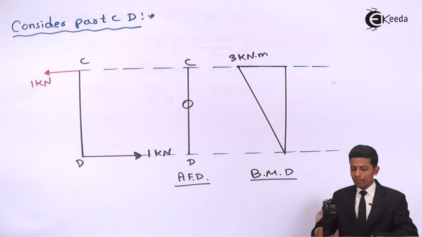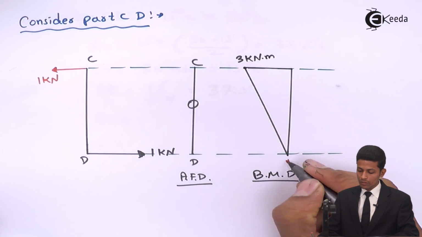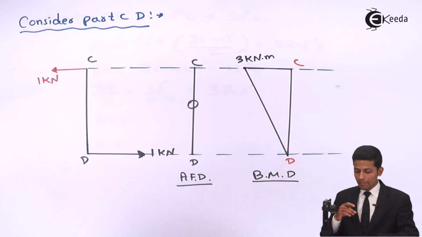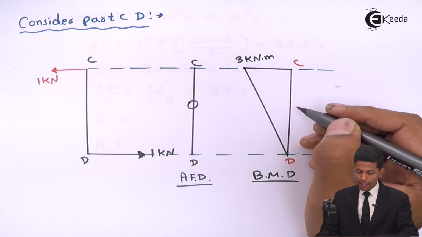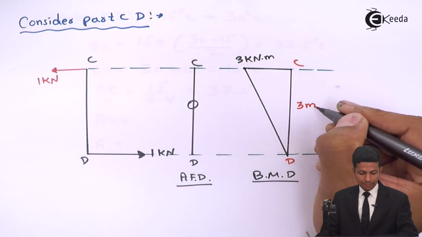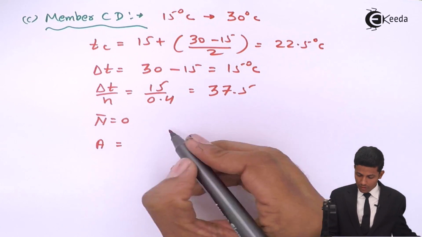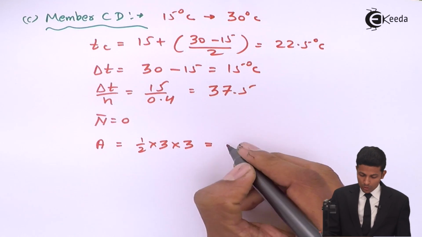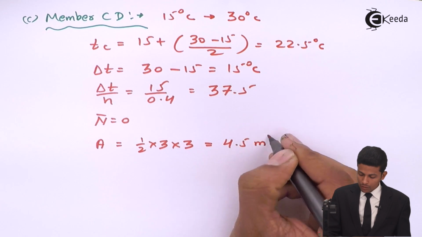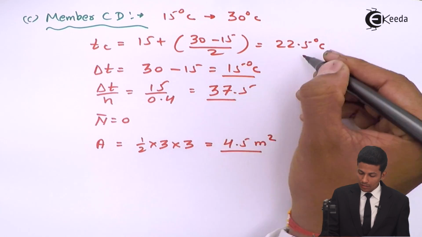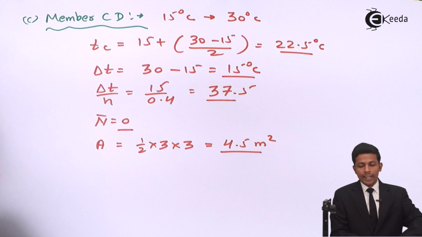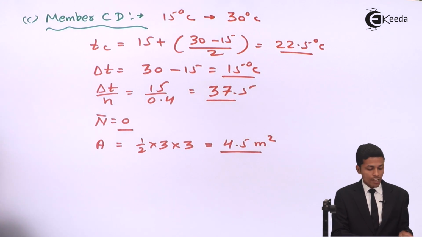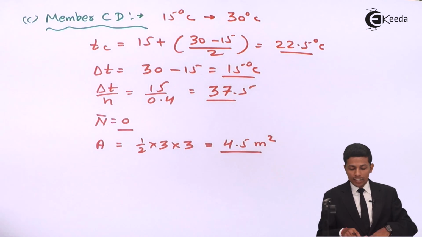CD, and in the CD part the bending moment diagram is a triangle, so area of triangle is half into base into height. Your base will be 3 meter, so half into base into height is equal to 4.5 meter square. We have done all this part. Okay, after that we will apply Moore's equation and find deflection at D.